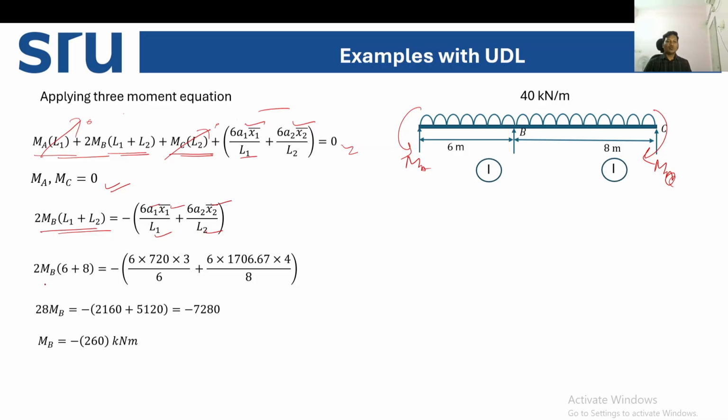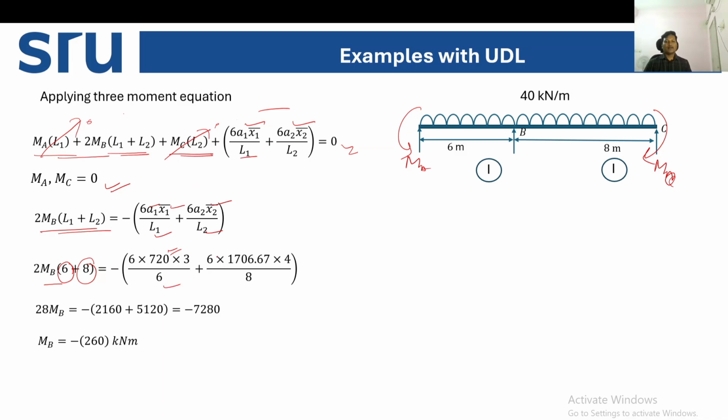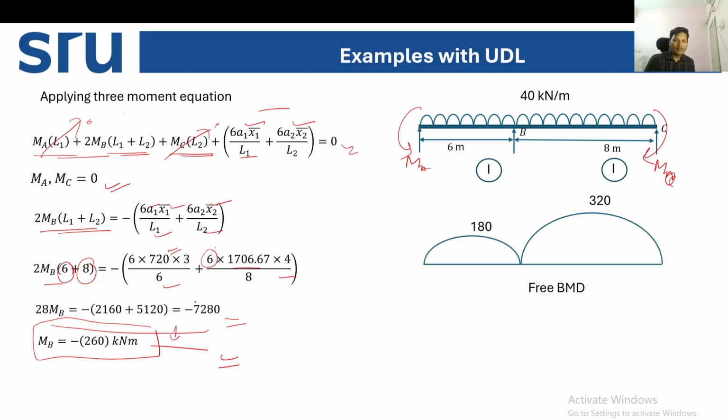So the final equation is 2MB (L1 plus L2) plus 6A1 X1 bar by L1 plus 6A2 X2 bar by L2. So 2MB, what is the L1 value? 6. L2 is 8. Minus 6 into 720, which is your area 1, into x1, which is 3, divided by 6. And the same here, 6 into area 2, which is 1706.67, into 4 by 8. So the final equation is 28 MB is equal to minus 7280. From this equation, we can calculate MB. MB is minus 260 kilonewton meter.